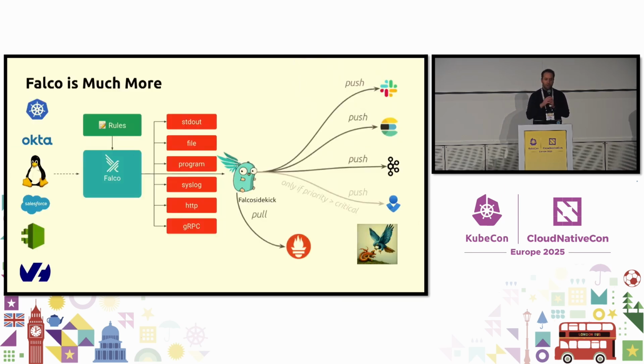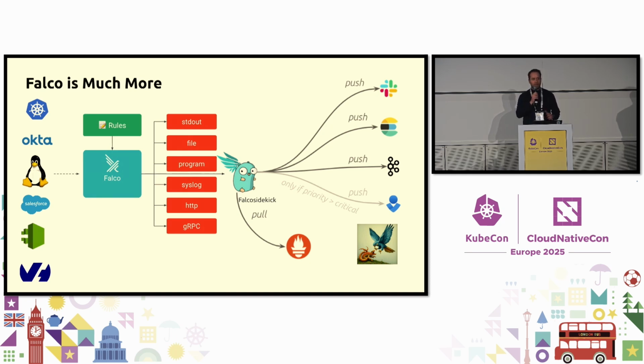So Falco, over the years, became far more than that. Falco does not just take events from the kernel and output alerts. Today, you can ingest events from a lot of different sources. You can take them from Kubernetes clusters, from your cloud account events, and from a lot of other things. And you can output them to your SIEM, to queues, to a lot of other places. It would take me far more than 5 minutes to tell you about all of these things.